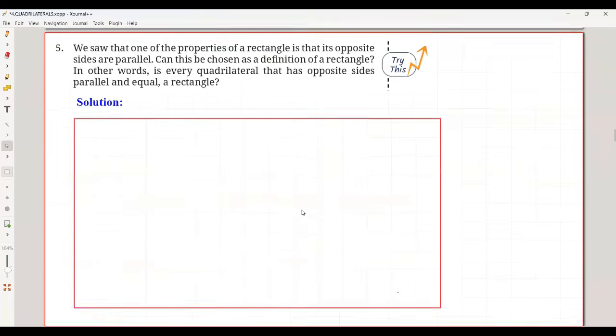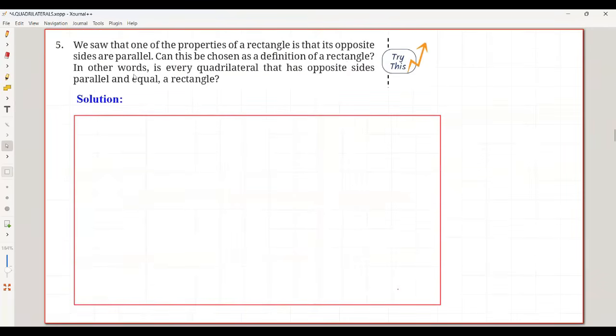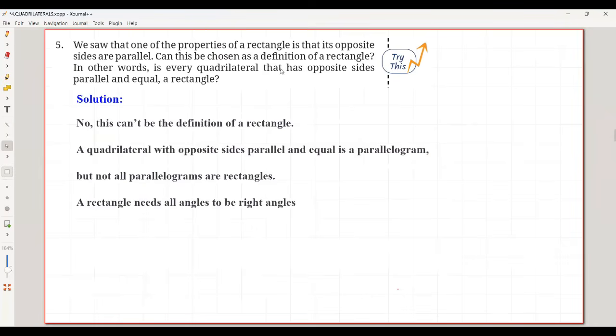Now question number 5. We saw that one of the properties of the rectangle is that its opposite sides are parallel. Yes, in a rectangle, opposite sides are parallel. Can this be chosen as the definition of a rectangle? In other words, is every quadrilateral that has opposite sides parallel and equal a rectangle? That is the question.